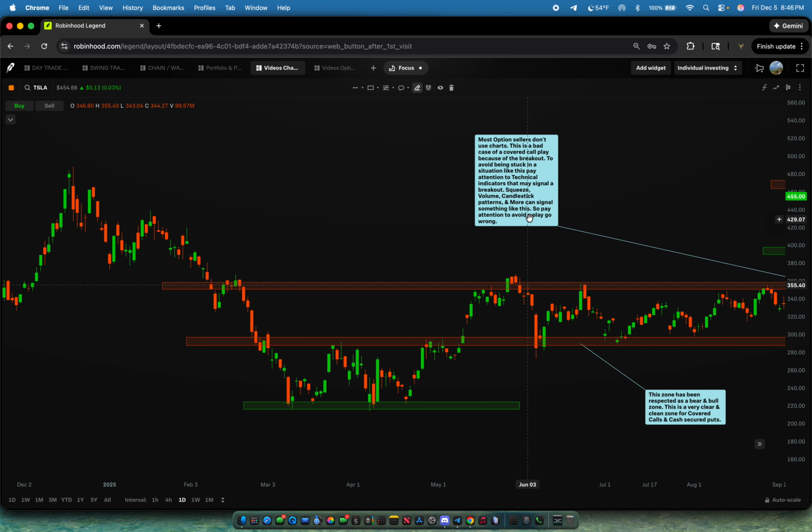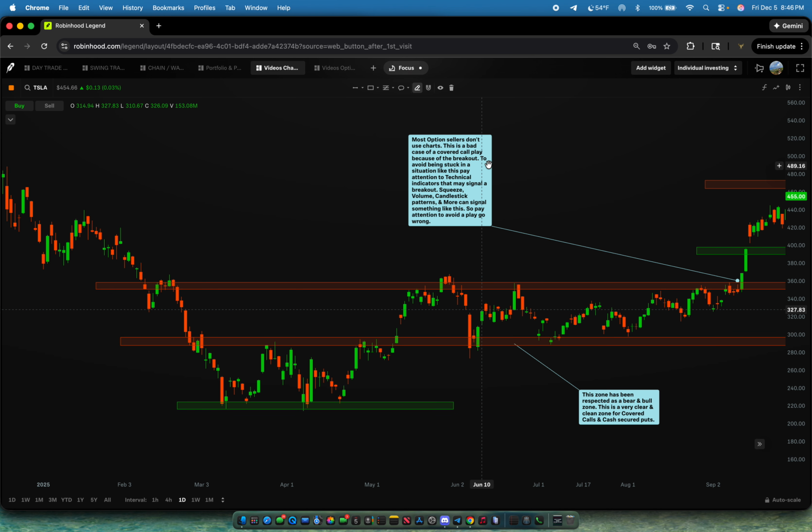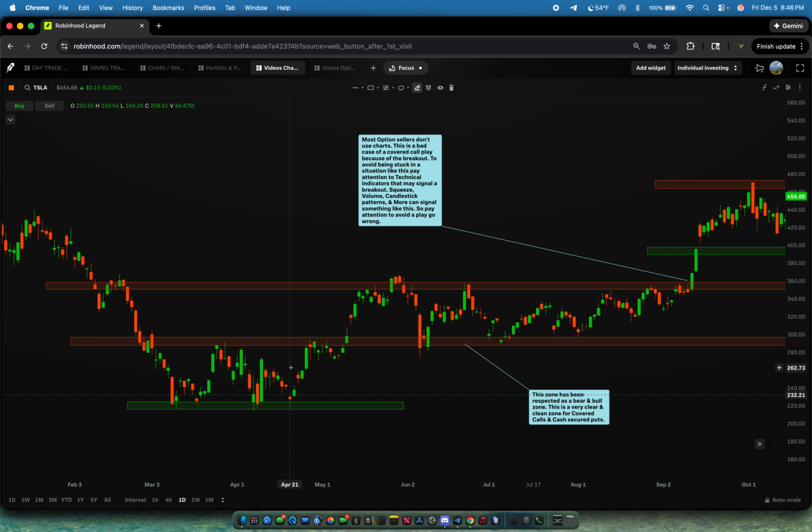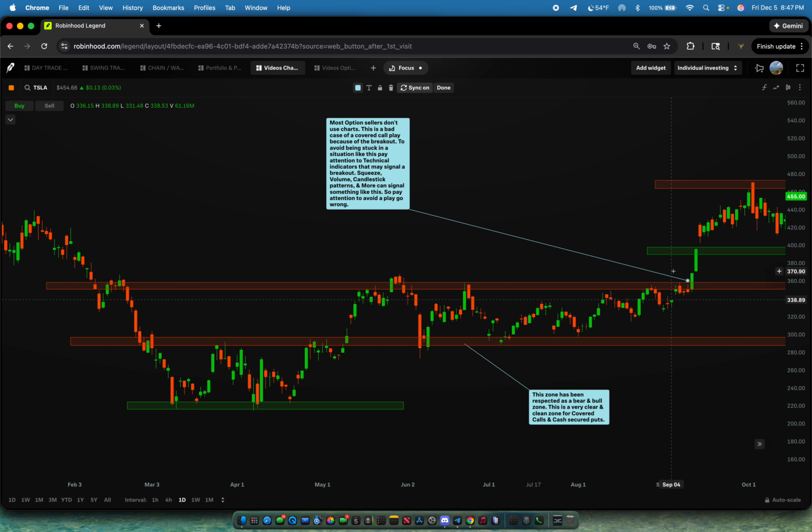Right here is what you want to read. Most option sellers don't use charts. This is a bad case of a covered call play because of a breakout. So this is a breakout right here again. This is a breakout right here again. So I'm going to drag this over here.